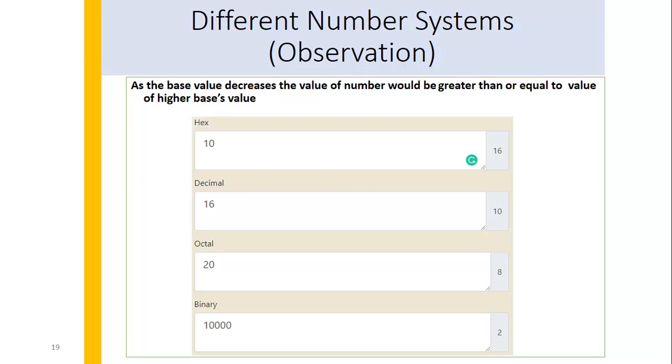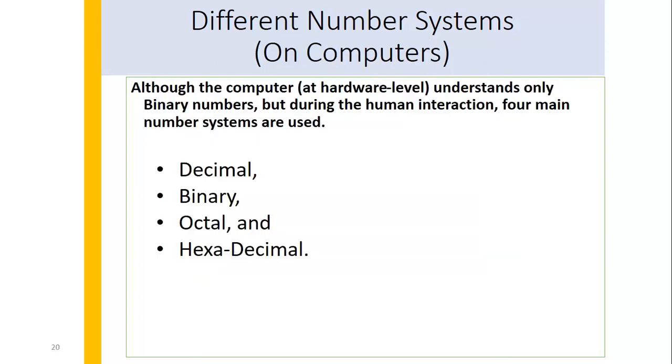For example, if we talk about representing 1, 1 will be represented the same way in all 4 formats. We will only have one digit to represent 1. That's why we say it's either equal or greater than, right? Usually it's greater than. This was just an observation.